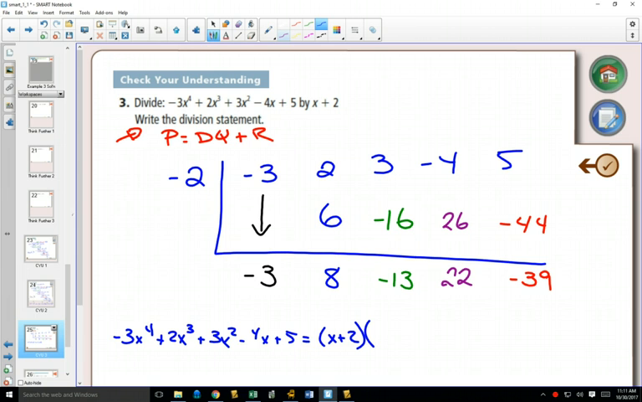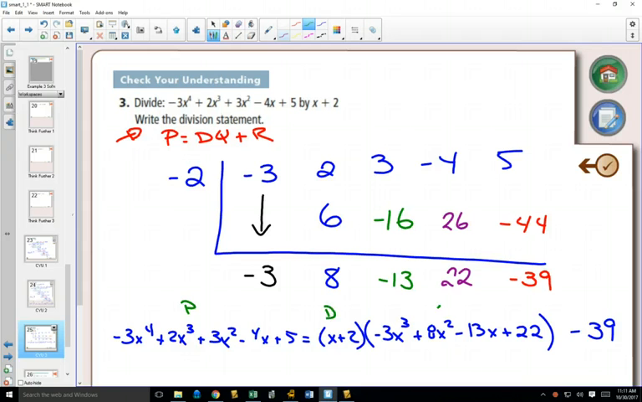It should make sense that if you're dividing by something with an x plus 2, that your first term needs an x cubed in order to get your x to the 4. So we'll get negative 3x cubed plus 8x squared minus 13x plus 22. And a remainder is negative 39, so we can go subtract 39 in the end. This was our original polynomial, our divisor, our quotient, plus our remainder. It is a big answer in the end.